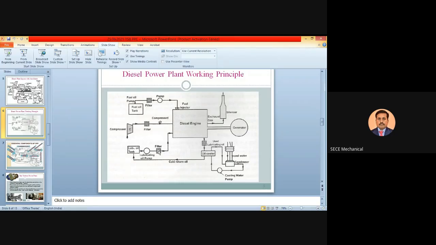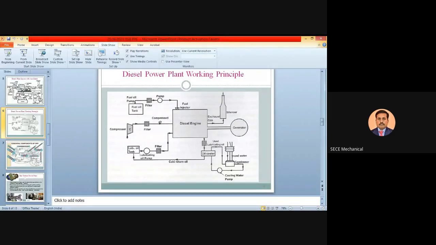Similarly, for cooling water, there is the cooling tower, cooling water feed pump, and coolers, everything should be used. Similarly, exhaust gas should be sent to the atmosphere, so an exhaust muffler and silencer are required, and additionally a generator is to be coupled with your diesel engine. So these are all the essential components.